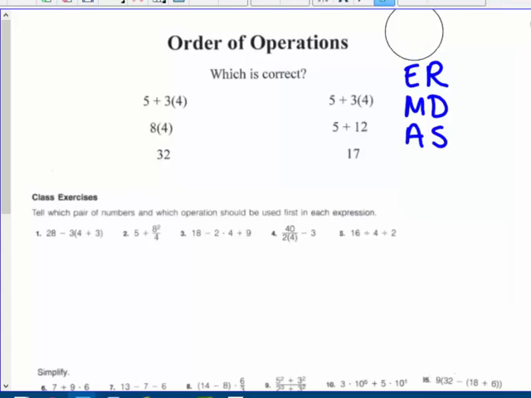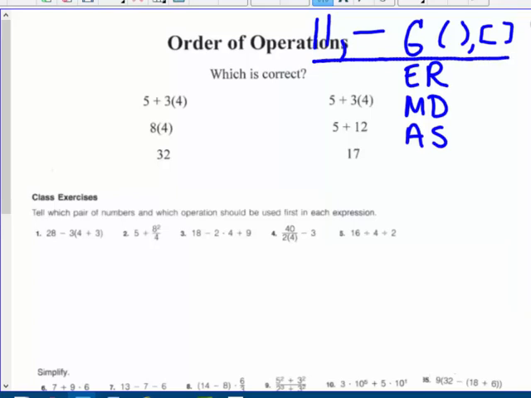Grouping symbols, so I don't really like that P, I call it G, so I say germ-das. Grouping symbols like parentheses, hard brackets, the fraction line, and the absolute value symbol. So you know a lot of things other than parentheses are called grouping symbols, so I call it germ-das.